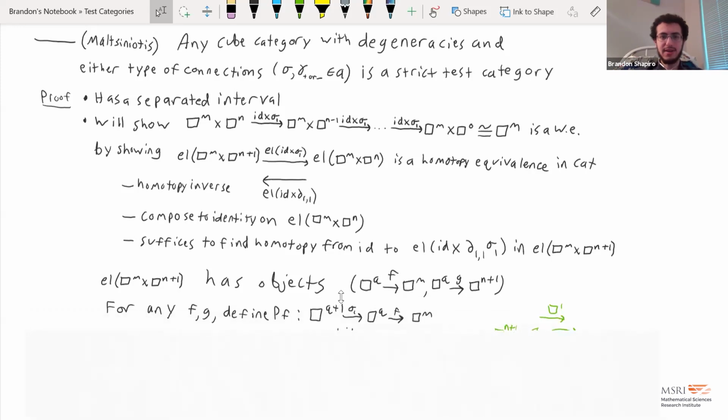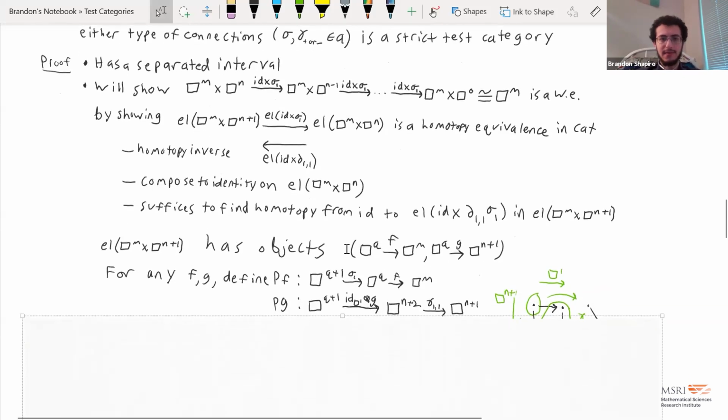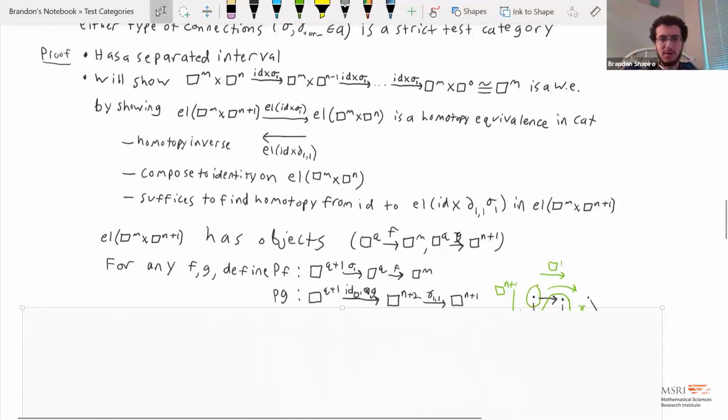So what we're going to do then is define an endofunctor on this category of elements. So for F, we take any F and G of this form, and for F, we're going to replace it with something from the q plus 1 cube, where we just project away the first component to the q-dimensional cube, and then go to the m cube via F.